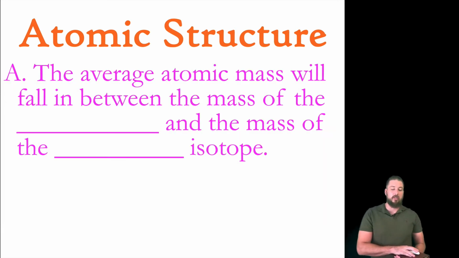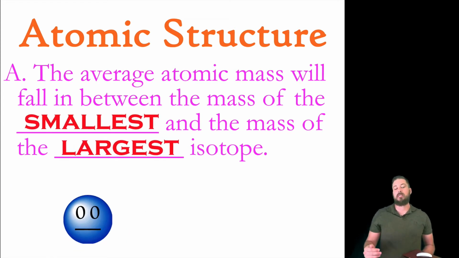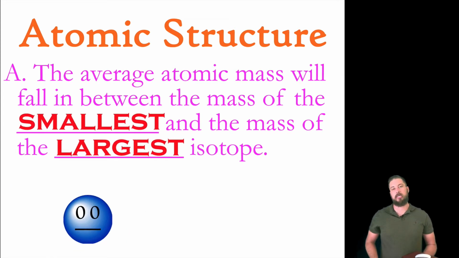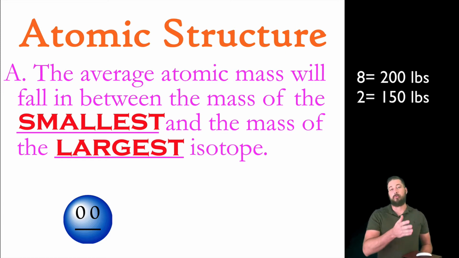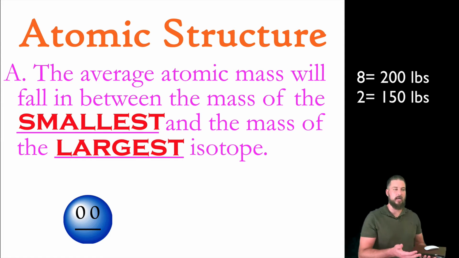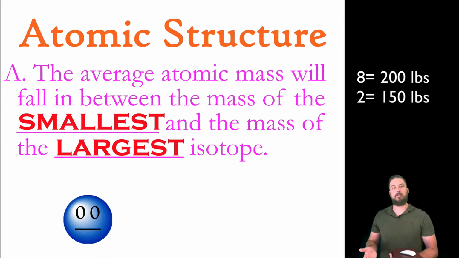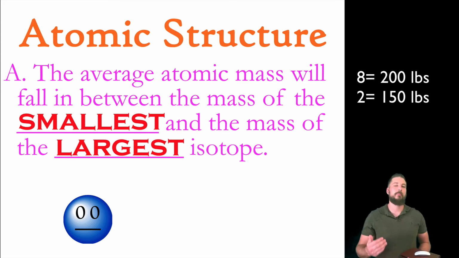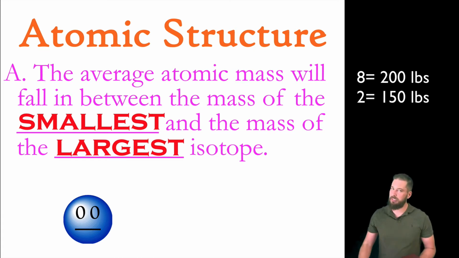The average atomic mass will fall between the mass of the smallest and largest isotope. And so to give you an example, let's go back to my example where we have a bunch of people that are either 200 pounds or 150 pounds. Now, no matter how many of each we have, if we only have people that are either 200 or 150, that means the average cannot be greater than 200. It also means that the average cannot be less than 150. Because again, it's got to be somewhere in the middle of the smallest and the largest.